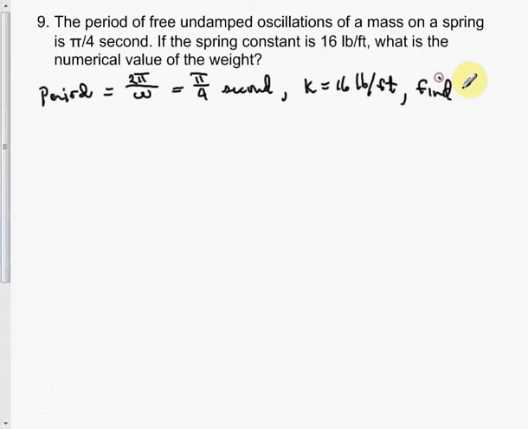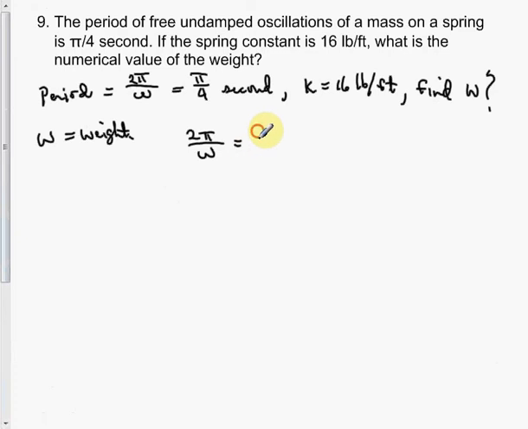Can we find W? Here I'm saying that W, the capital W, is the weight. Well, I think the good thing is when they give us that period, we can go ahead and solve for omega. Why is omega important? Because omega squared is equal to K divided by M. I need that mass to be able to get the weight, because the weight is equal to the mass times the acceleration due to gravity.